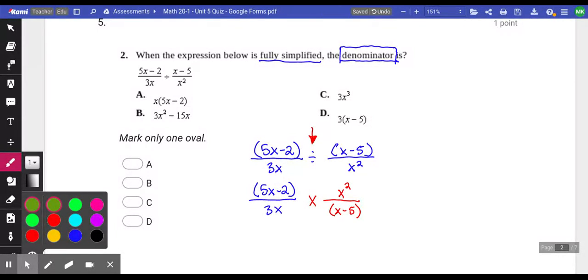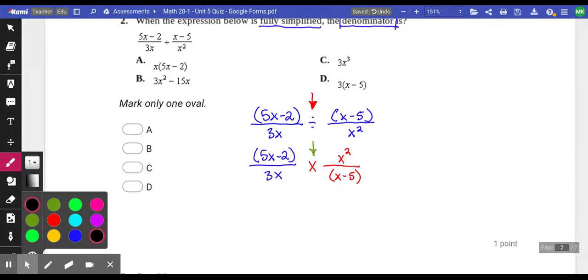Because it's multiplication now, I can combine this to become one fraction. On the top, I always put the monomials first, followed by the binomials, like that. In the denominator, I put 3x, and then I put x minus 5. I do not actually expand, right? I don't multiply this in.